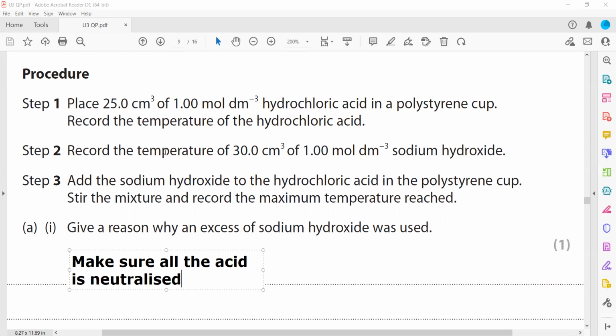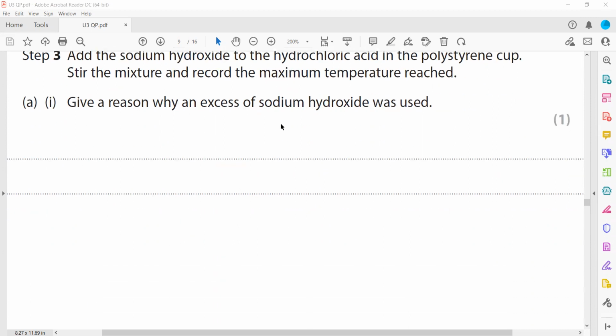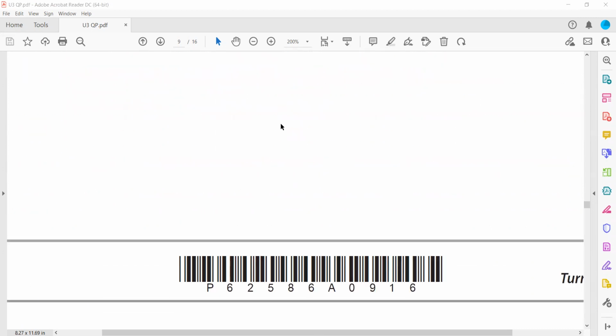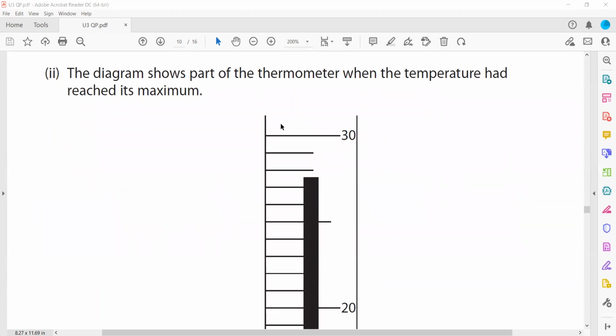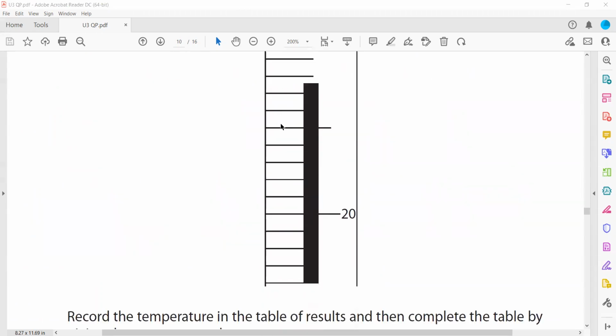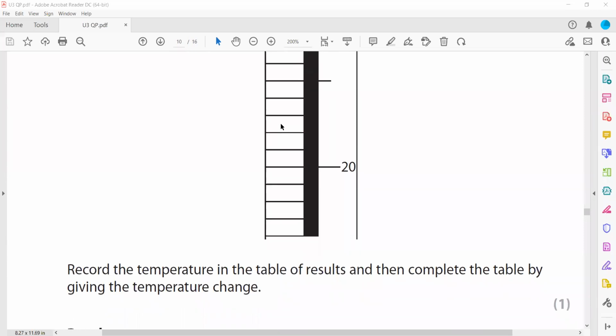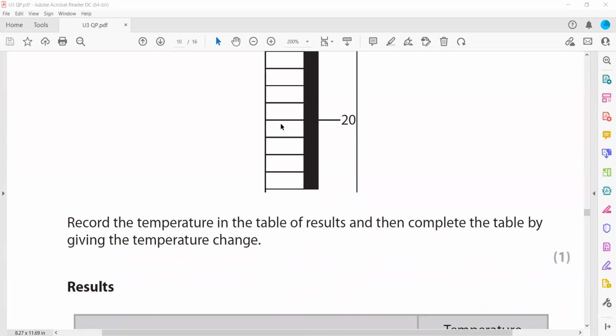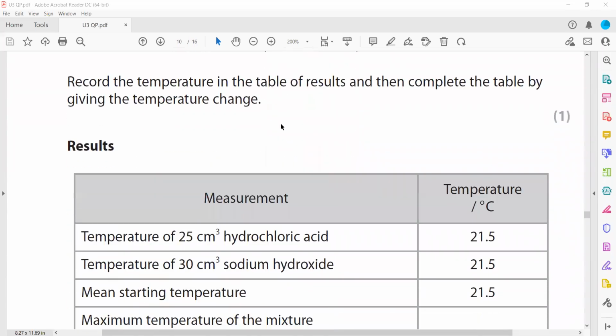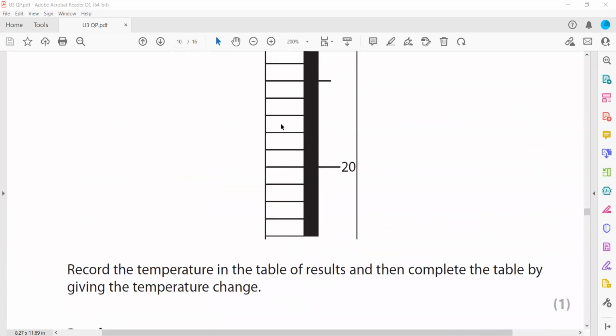So if we make sure that all of the acid is neutralized, then we can work out how much energy is given off, and using E equals Cm delta T, we can find the enthalpy change. The diagram shows a part of a thermometer when the thermometer reaches the maximum value. So what is the temperature reading here? As you can see, record the temperature in the table of results and then complete the table by giving a formula. So what is this number?